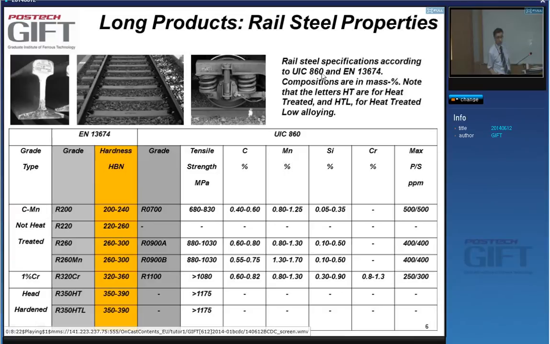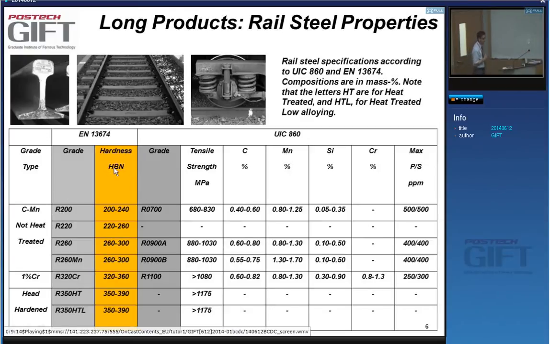So what do we see here? If we look at this European standard, the grade name is standard as in Europe. It starts with a letter that refers to the application. If it starts with an R, it refers to rail. Very often the number that follows this denomination in the grade name refers to yield strength or strength properties. In this case, it doesn't. It refers to hardness, the Brinell hardness, on the Brinell hardness scale.